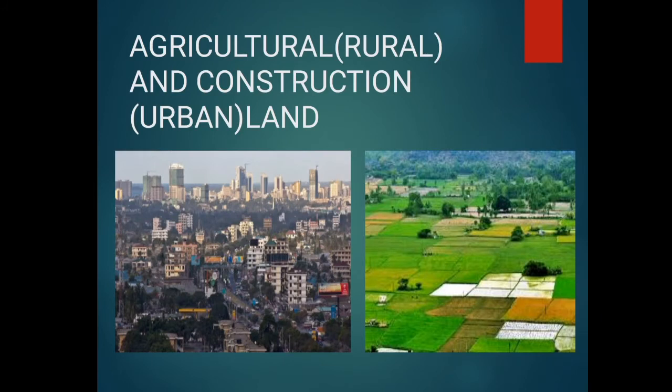Look at the first picture. That is the urban land. Look at their land, what have they used this land for? Mainly for construction. So in urban areas, they mainly use the land for construction purposes. Look at the second picture. That picture is about expanding the agricultural land. So in rural areas, they mainly use the land for expanding agricultural land.